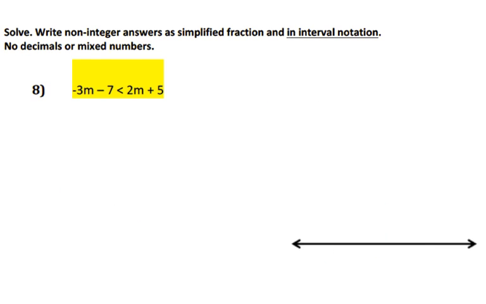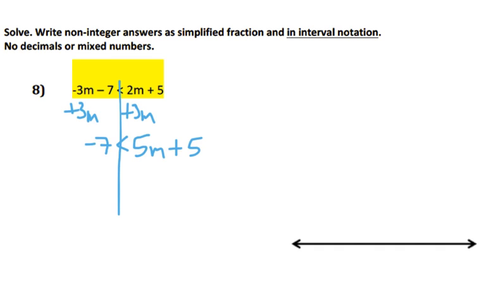Okay, number 8. Negative 3m minus 7 is less than 2m plus 5. So we're going to go ahead and draw our line down from our inequality sign. And since there are no like terms and we don't have the distributive property, we're going to get all the m's to one side of our inequality. So I'm going to add 3m to both sides of our inequality, and that will make it so we only have m's on the right side. So we have negative 7 is less than 5m plus 5.